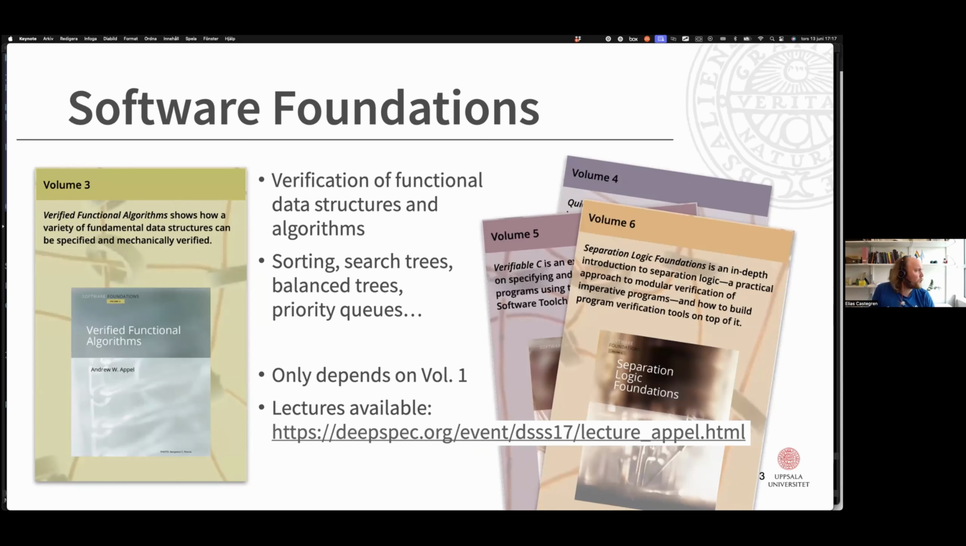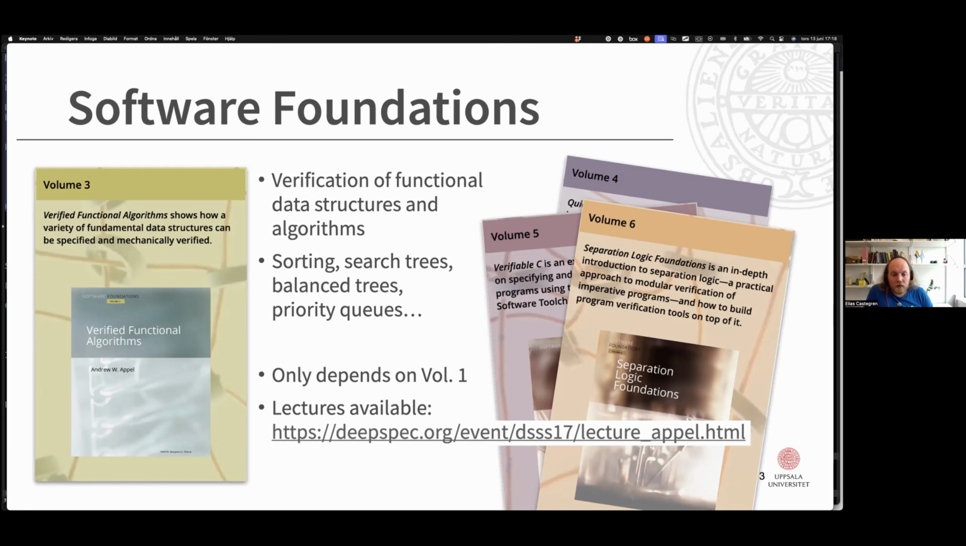So this follows your standard algorithms course. You have sorting, search trees, balanced trees, priority queues, and so on. What's good to know, especially if you've been following along with this course but maybe not taking it for credits, is that this book only depends on volume 1. So if for some reason that I can't understand, you're not interested in programming language semantics and you skip that volume, you can still follow along with this book if you're more interested in the verification aspect of Coq.